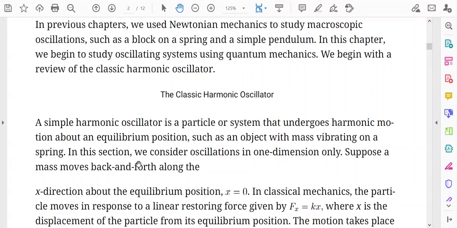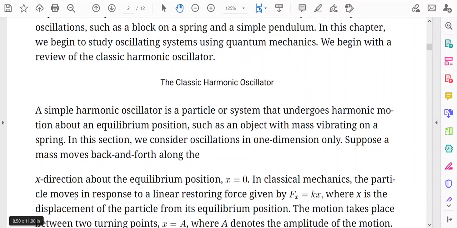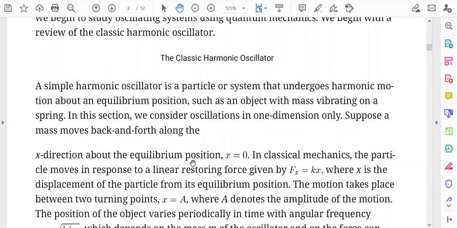And in this section, we will consider oscillations in one dimension. Suppose a mass moves back and forth along the x direction. So, the mass is attached to a spring and it is moving back and forth. Basically, it is vibrating along the x direction and about the equilibrium position x equal to 0.